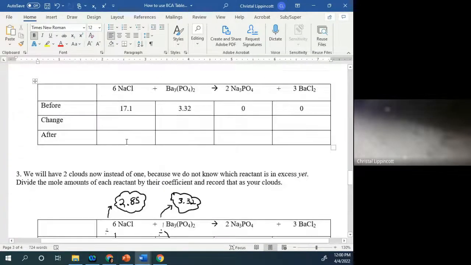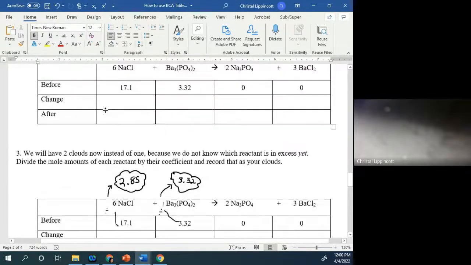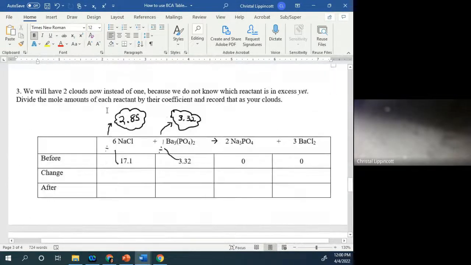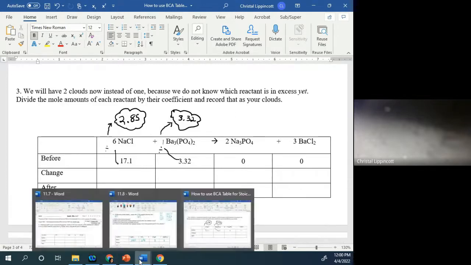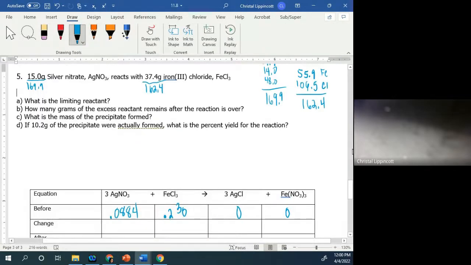Now let's see what we've got going on. It tells us for the next one, we will have 2 clouds now instead of 1 because we don't know which reactant is in excess yet. Divide the mole amounts of each reactant by their coefficients and record those as your clouds. So we're going to go back over here. I'm going to take this and I'm going to go up into the cloud. What operation do I perform? Division.